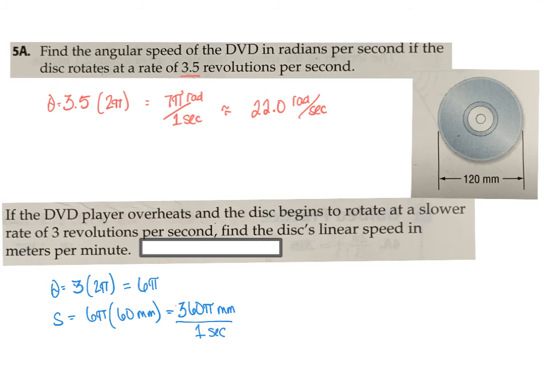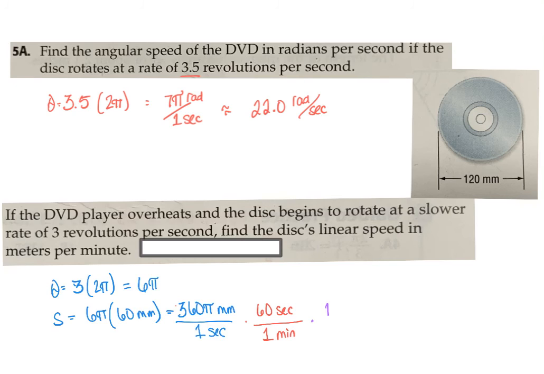So how many seconds are in 1 minute? 60. So I'm going to say 60 seconds. Make sure it's always opposite of where you have it. Over 1 minute. All right. And then my next conversion is going to be my millimeters. How many millimeters are in a meter?